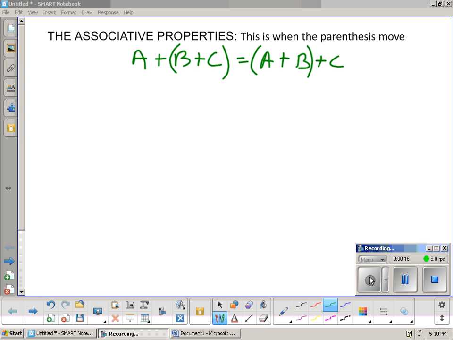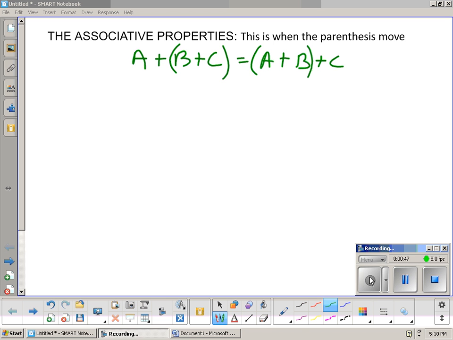How you guys are going to see it in some abstract form is what I've got written here in green: A plus (B plus C) is the same thing as (A plus B) plus C. And you've got to remember, all those parentheses are telling you is what to do first. So in the problem on the left, B plus C is supposed to happen first. In the problem on the right, A plus B is supposed to happen first. I've never really liked this model, but you're going to keep on seeing it over and over again, so I wanted to show it to you and talk to you about it.